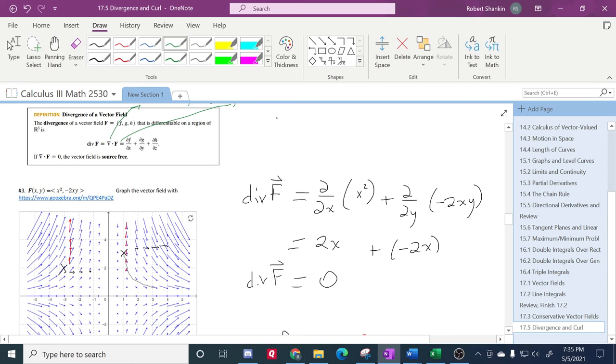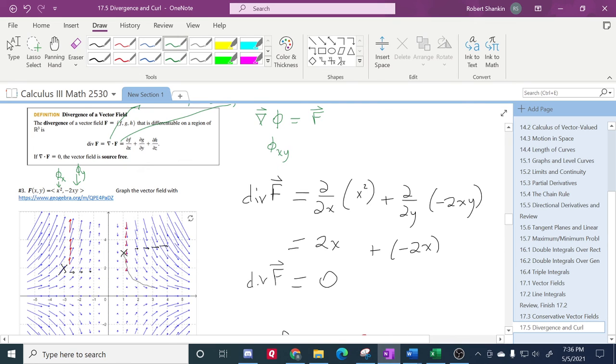If there was a potential function phi such that the gradient of phi was going to give you f, then this is phi sub x, and this is phi sub y. And then the mixed partials would be phi sub x y.